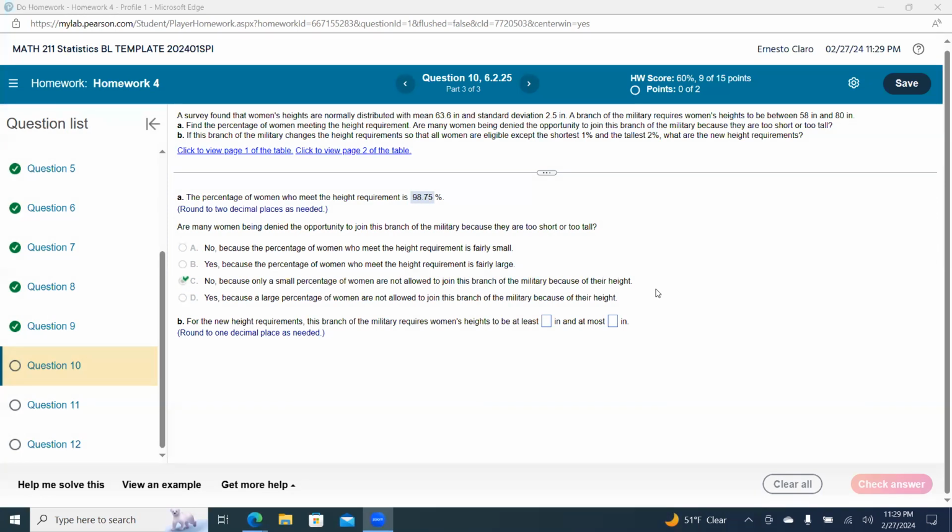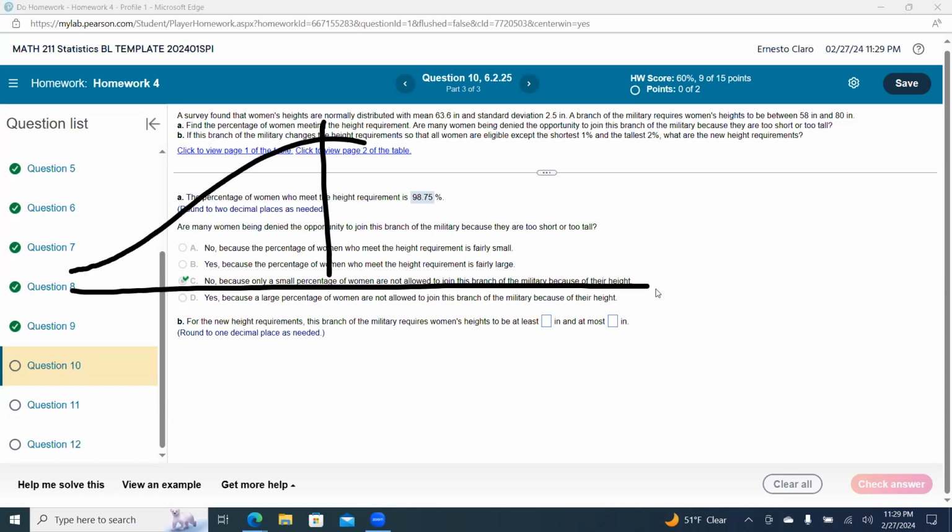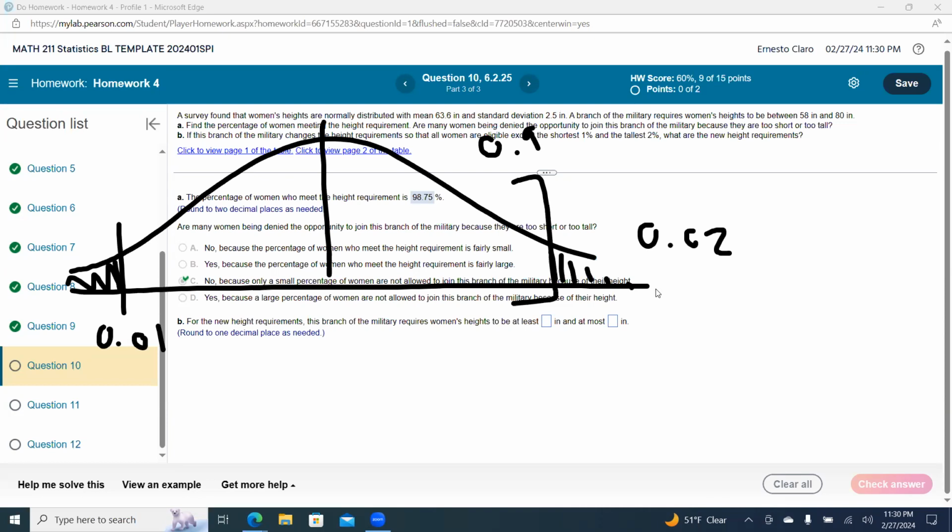So what do we have though? This is kind of a good tricky question. Basically, if we have one question that describes everything in one fell swoop, that's good. We want decimal form, not percentage. When we do inverse norm, everything has to be a decimal. We have the shortest 1%, which would be inverse norm 0.01. If we have the tallest 2%, 0.02, everything to the right means the area to the left is 0.98. So we have to do inverse norm, with area, mean, standard deviation.